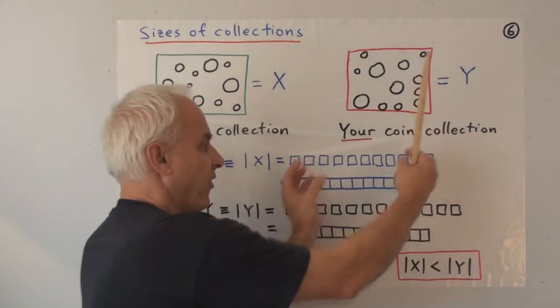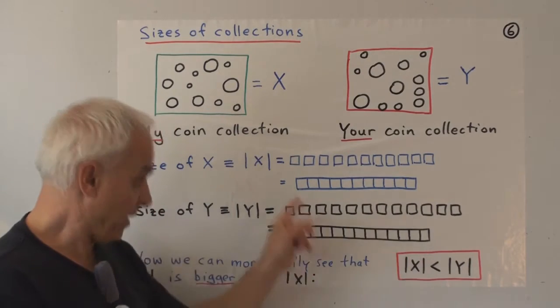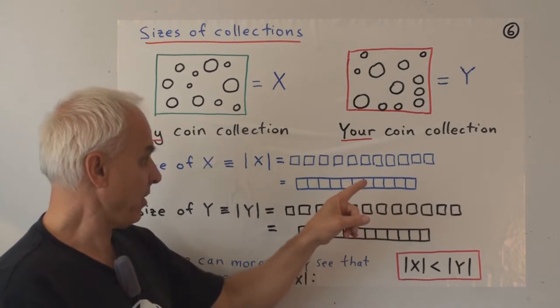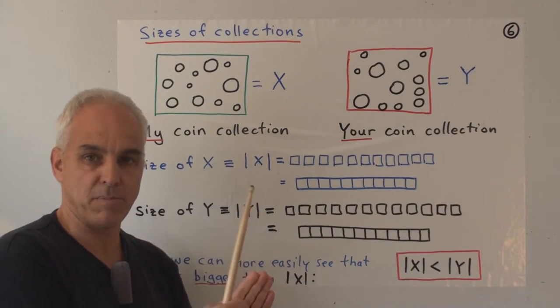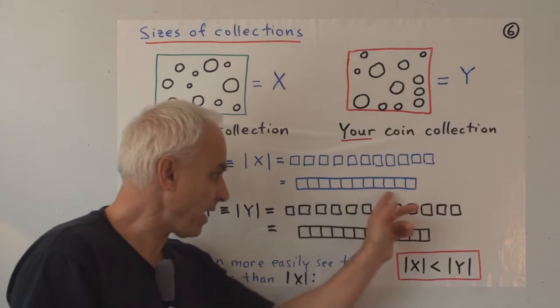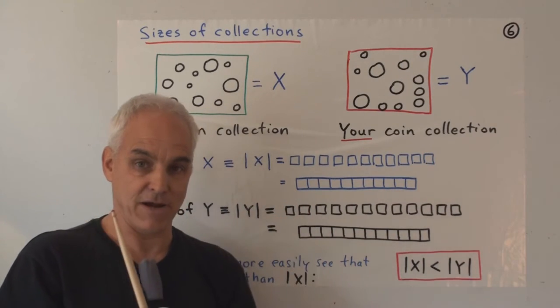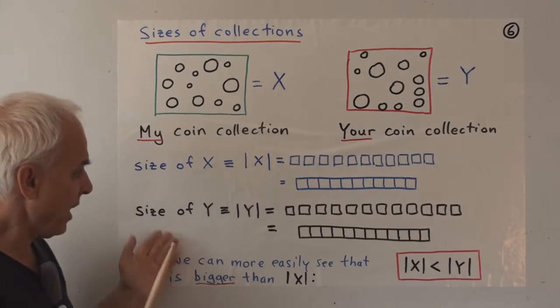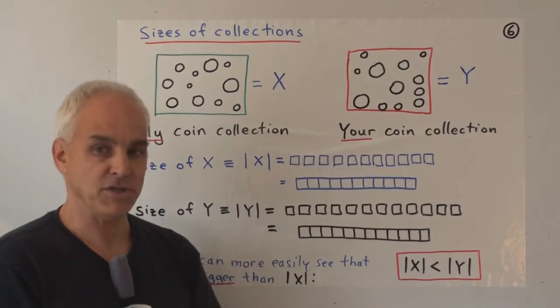And now I put all those cells together to make a rectangle. And that's now a number. We agree that's a number. So that number is the size of X. And we could record that on a piece of bark. We could draw that on a piece of bark and say, that's the number that represents the size of my coin collection. And now we go over to your village, and we're going to count how many coins you have.